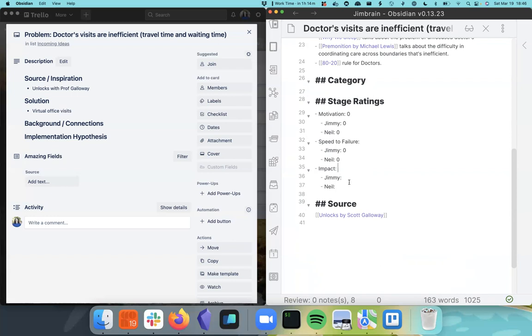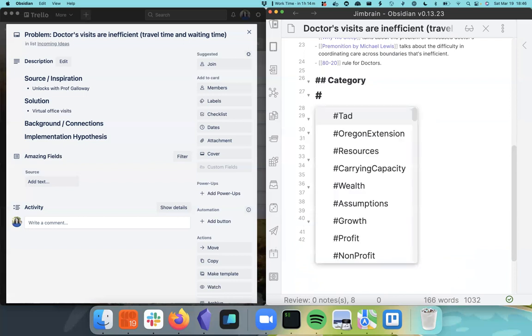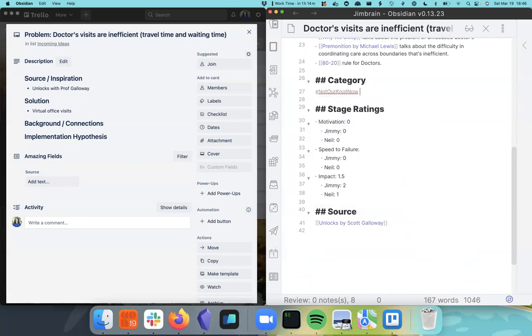I think an impact of one. There are lots of issues with healthcare in general, and I'm not sure that doctor's visits being inefficient is very high on that list. I would give it a 2, because I think it's a bit of an 80-20 thing. If you can flip doctor's visits, you can flip a lot of other stuff. Is it not or not now? I think so. Yep. We don't really have a studio at this point. Well, and motivation is 0. Oh, I forgot. That's always not or not now.